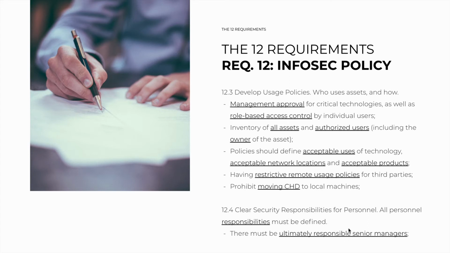There must be someone ultimately responsible for the information security policy, probably a CSO or Chief Security Officer, or a CISO or Chief Information Security Officer, or maybe some intersection with the Data Protection Officer or DPO, but there must be an owner of some sort.